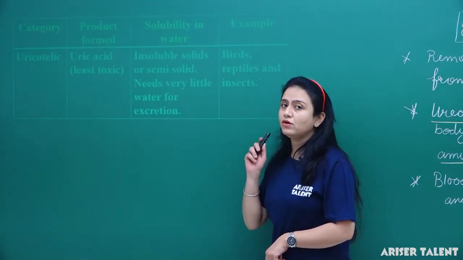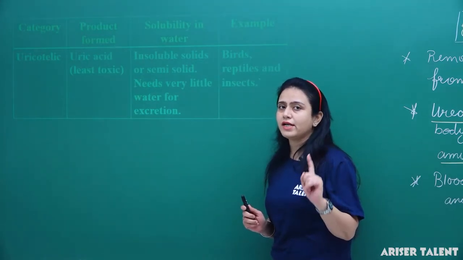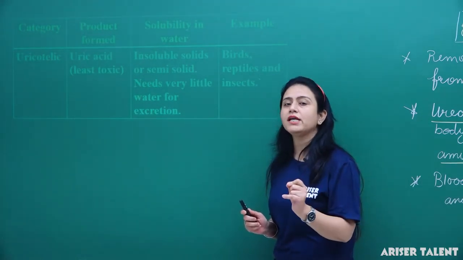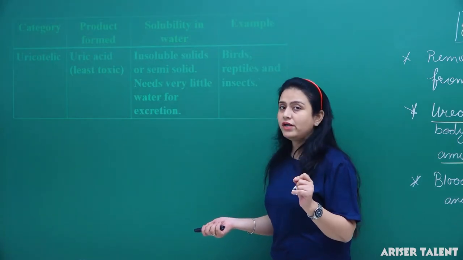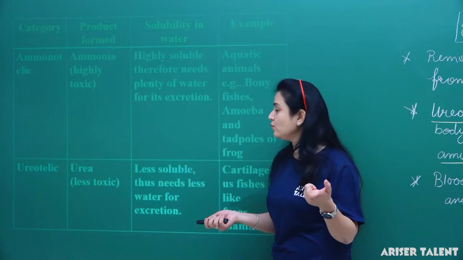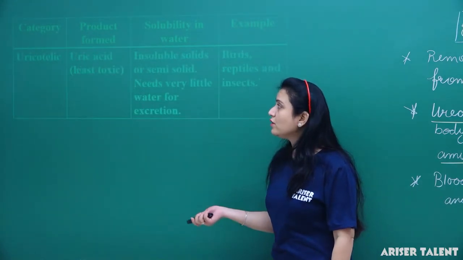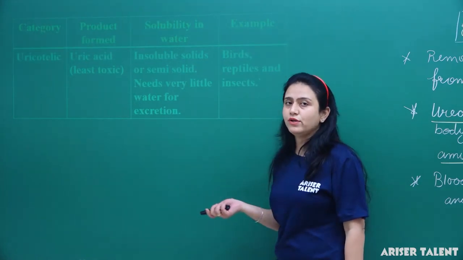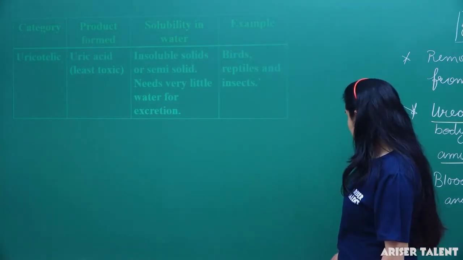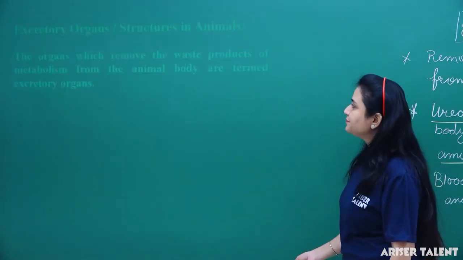Again, I'm repeating: on the basis of nitrogenous waste, animals are categorized into three groups. Ammonotelic animals excrete ammonia, ureotelic animals excrete urea, and uricotelic animals excrete uric acid. So on the basis of nitrogenous waste, the animals are of three types.